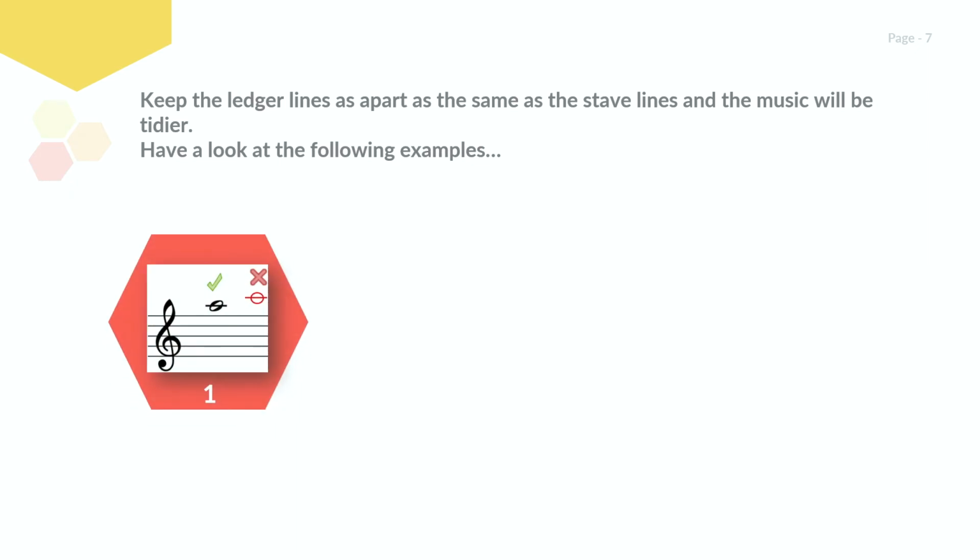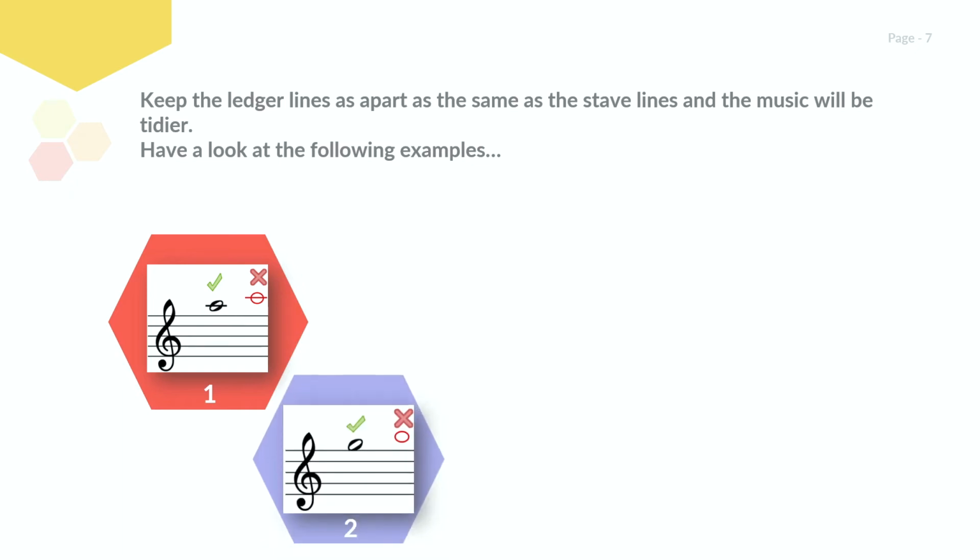In example number 1, the note on the left is correct and well placed, but not so much for the one on the right side. In example number 2, the G note is well written above the stave, but not so much for the note on the right side. It is quite far away from the normal stave.